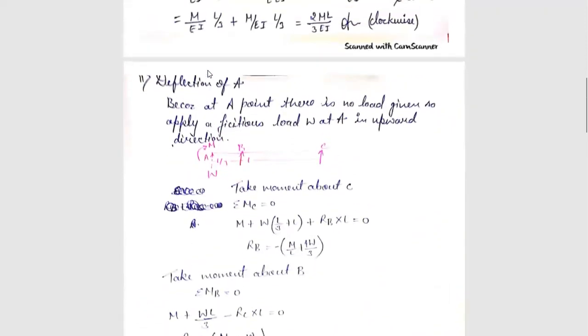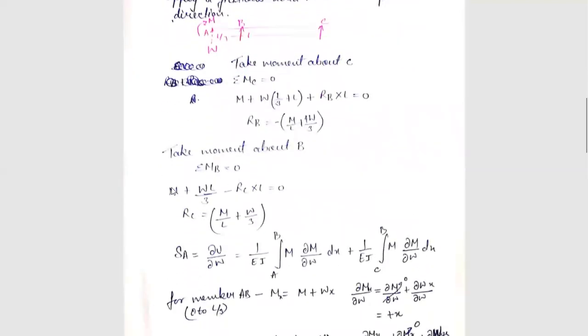Now, second, we have to calculate the deflection at point A. Because at point A no load is given, apply a fictitious load W at point A in the upward direction. As you can see in this diagram, in the upward direction we have applied a W force. Now, taking moment about point C, sigma MC equals 0, M plus W into (L by 3 plus L) plus RB into L equals 0. Then RB will be minus M by L plus 4 by 3 W. Take moment about B, sigma M equals 0, M plus W L upon 3 minus RC into L equals 0. Then RC will be M upon L plus W by 3.